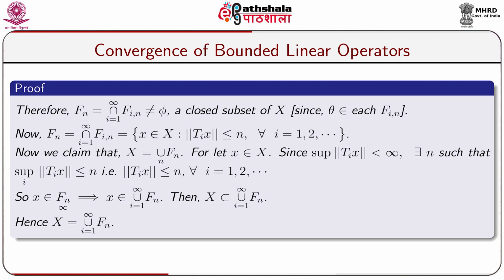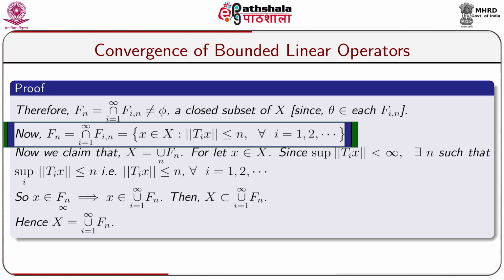So, Fn, equal to the intersection over i equal to 1 to infinity of Fin, is a non-empty closed subset of capital X, because theta belongs to each Fin. So, the intersection over i equal to 1 to infinity of Fin contains at least the 0 element theta, and we know that the intersection of closed sets is again a closed set. So, Fn is a closed subset of capital X.